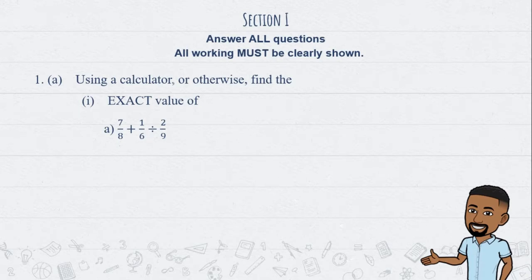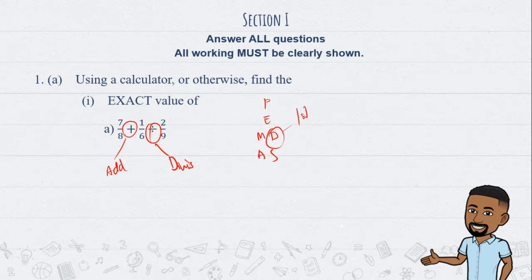For question 1, part A, it says, using a calculator or otherwise, find the exact value of 7 over 8 plus 1 over 6 divided by 2 over 9. Based on this question, you can notice that we have an addition symbol as well as the division symbol, so more than one operation. So we need to make use of the order of operations, or in other words, PEMDAS. And here the D comes first and the A comes second, so division first. So we do our division and then we go to addition.